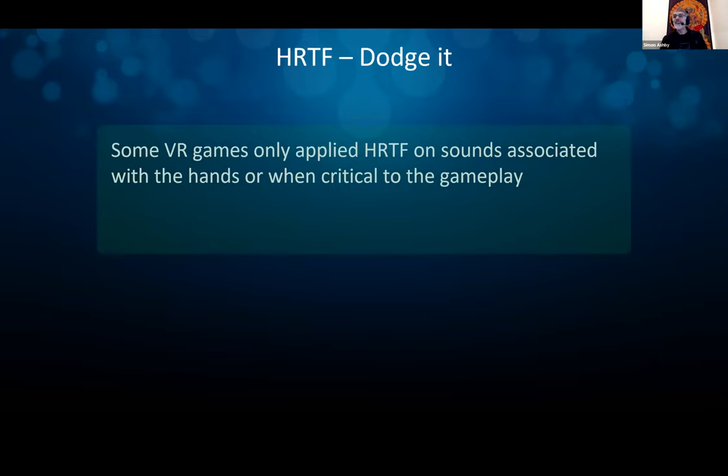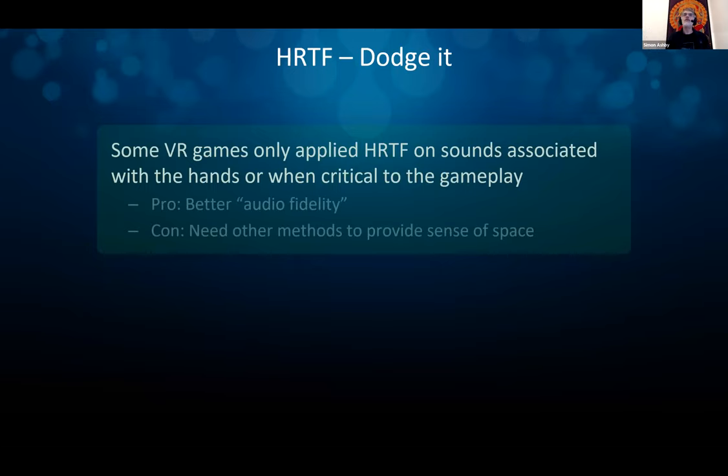So some people would say, no, dodge it, don't touch it. Except, again, in VR titles, for objects I can grab that emit sounds, because you can move them around your head and so on. So they would accept the HRTF artifacts on those. But for the rest, they would go with standard audio and standard panning. The pro of it is better audio fidelity, but you need to rely on other techniques to provide a sense of spatialization and space.